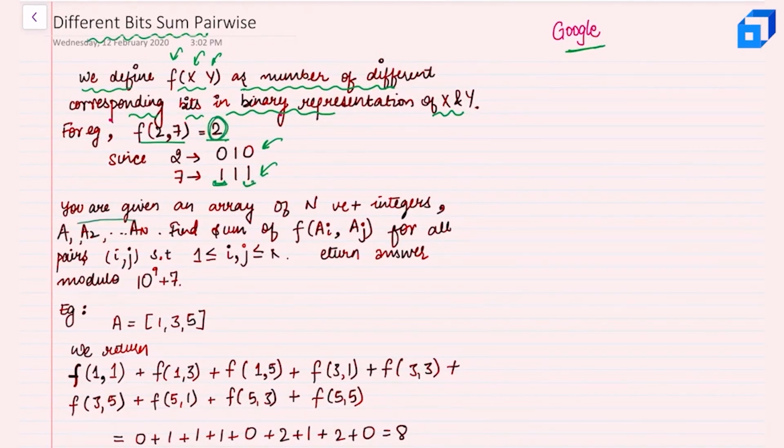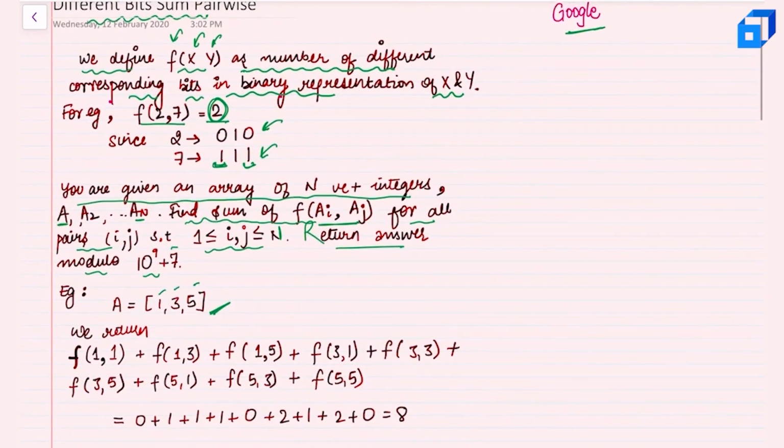Now you are given an array of n positive integers, a1 till an. You have to find the sum of f of ai, aj for all pairs i and j such that i, j lies between 1 to n, and you have to return the answer modulo 10 to the power 9 plus 7. In this case, you're given 1, 3 and 5.